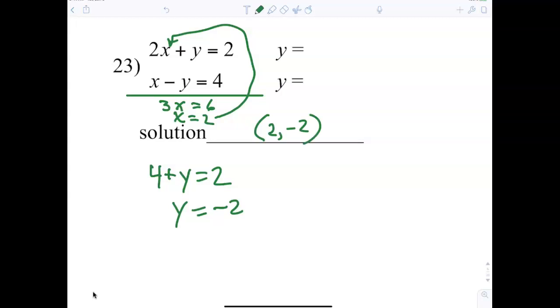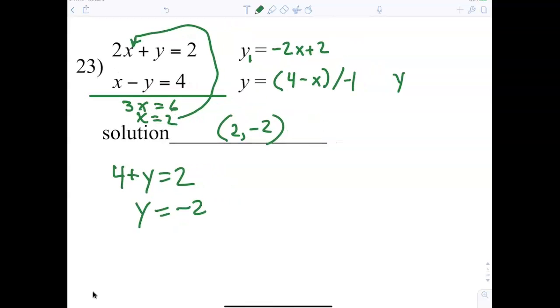That's what I want. Now from there, if we look up here, we should just be able to say y1 is going to be negative 2x plus 2, right? Now on the other one, it could be 4 minus x divided by negative 1. Does everybody see that? Now you could have rewritten this as y2 equals x minus 4, for those of you who are thinking of that. Yes, ma'am. Does anybody have any questions with 23?